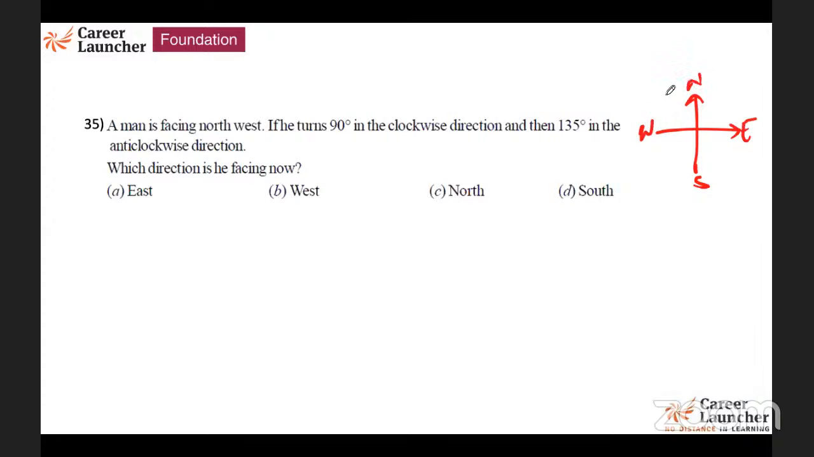And then 135 degrees in the anti-clockwise direction. So it is 90 and here it is. So what will he be facing? The 35th one, west. West is the right answer for this. Absolutely.